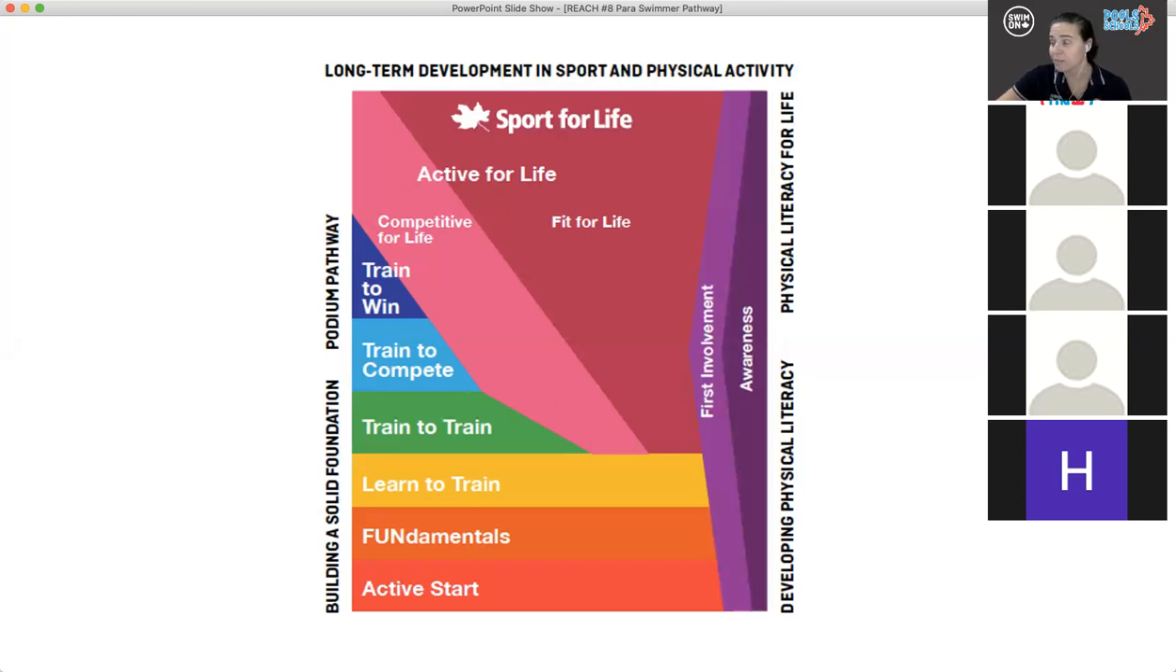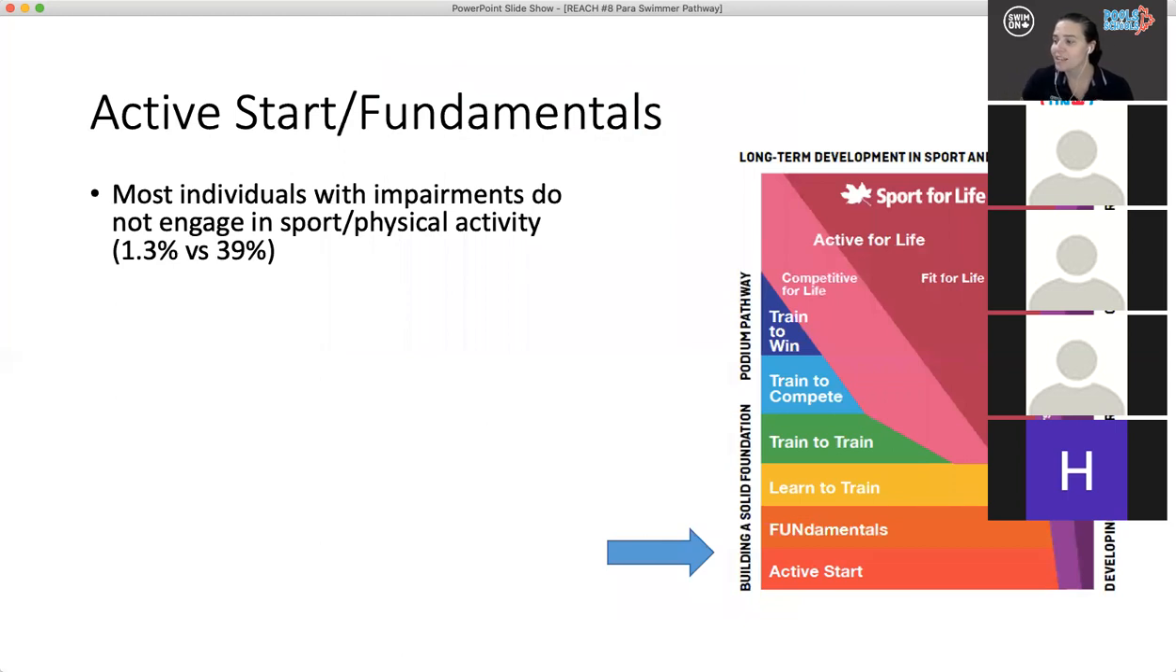So that is great. So when we look at the beginning steps of the para swimmer development pathway, people are coming in at active start and fundamentals. Active start is when you're a kid and you're playing with mom and dad at the pool or at the beach, just kind of getting wet. Fundamentals is when we get to the part where we're actually learning the skills needed for swimming.